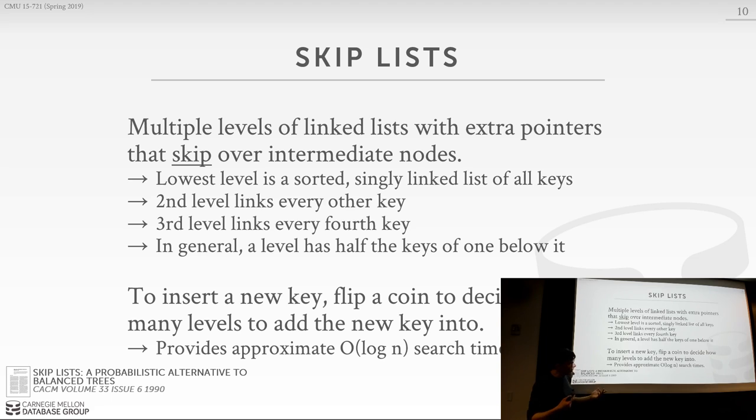And although it's a probabilistic data structure, on average we'll get approximately log n. We'll get the same asymptotic guarantees that you would get from a B plus tree, even though it's a non-deterministic tree.